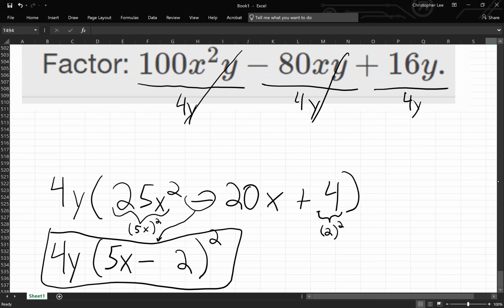Not bad, right? I could have done the middle part too, but you get the idea. Again, it's just a trick. If you don't like it, it's okay. Use the AC method. The AC method will always work. All right.